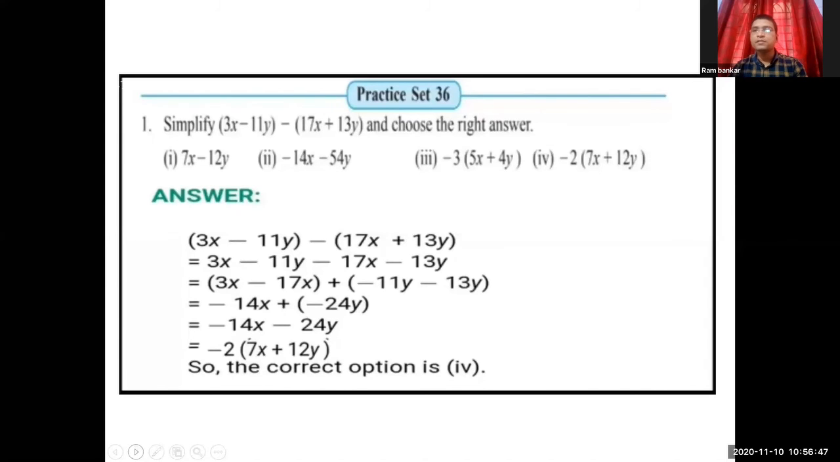11y minus 13y. Minus. If a negative number, what is the answer? Positive answer, but write the negative sign. 11 plus 13, how much? 24, and y is written as it is, 24y. So 14x minus 24y. Okay, now look at the next step, that is very important.